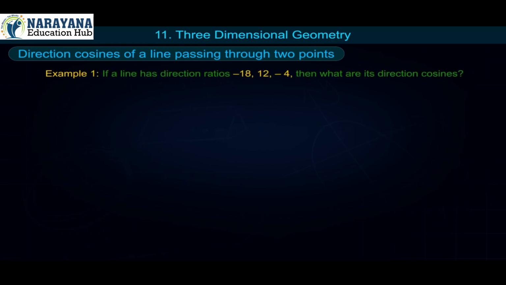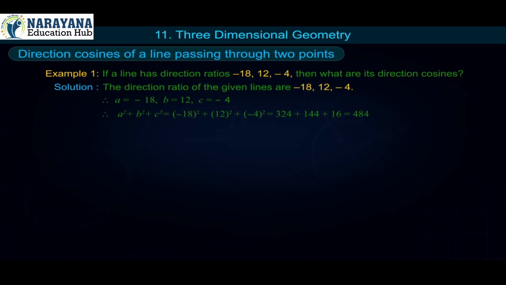Example 1. If a line has direction ratios minus 18, 12, minus 4, then what are its direction cosines? Solution. The direction ratios of the given line are minus 18, 12, minus 4. Therefore, a is equal to minus 18, b is equal to 12, c is equal to minus 4. Therefore, a square plus b square plus c square is equal to (minus 18) square plus 12 square plus (minus 4) square, which is equal to 324 plus 144 plus 16, which is equal to 484.